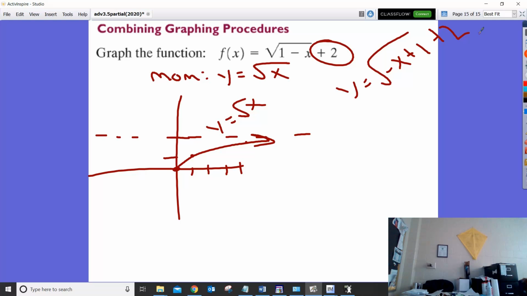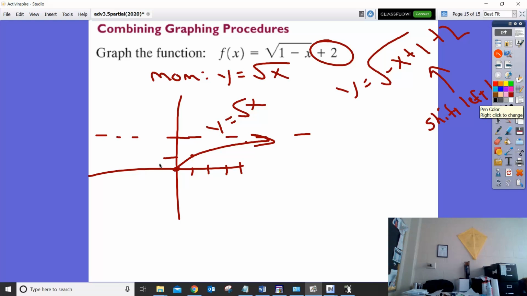Why did I do that? Why did I rewrite that radical? Makes the other shift more obvious, doesn't it? You can rearrange enough things outside of the radical. There's nothing wrong with that. It makes the shift more obvious. It's +1. That's what I want you to actually do. Shift left 1. So y-axis moves back 1.